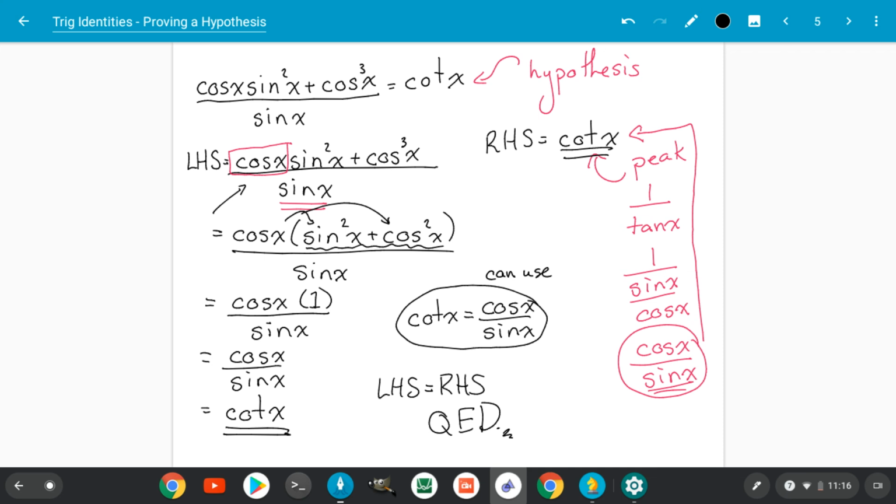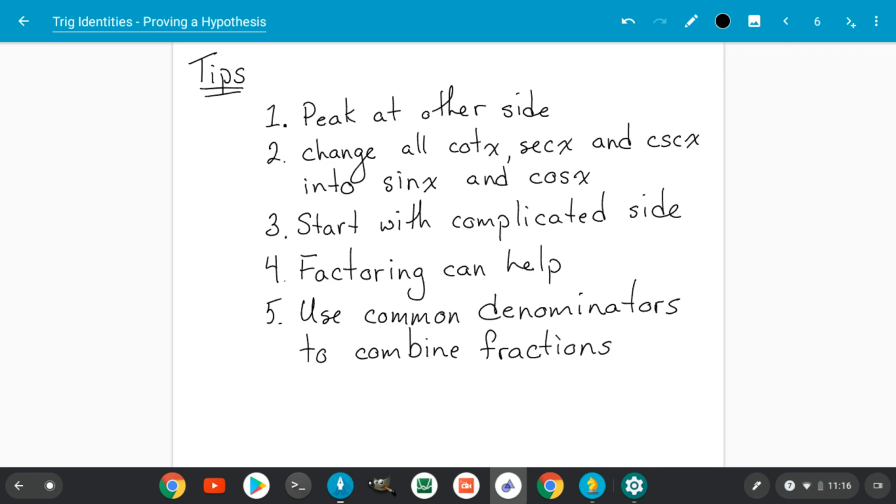Just before we wrap up, I just want to show you a few tips. Some of the things that happened in these proofs, you can add to this list. I recommend you write this down somewhere, and you can add to this list as you figure out some things that could potentially help you solve other trig proofs. So one thing we did was we peeked at the other side. When we saw our cotangent, we needed to change that to sines and cosines. We did the same with secant. The same thing could pop up with cosecant. And even tangent, we could use the tangent identity as well.